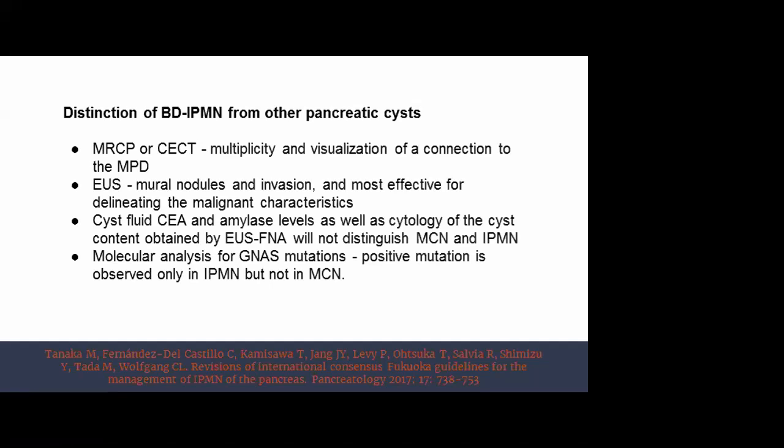But one important drawback of these analyses is that EUS FNA will not distinguish between MCN, that is a mucinous cystic neoplasm, and IPMN. It can only differentiate between the serous type and the mucinous type, and also between other types of cysts, but not between the mucinous cystic neoplasm and IPMN. Molecular analysis for GNAS mutations is the only thing that can differentiate between an IPMN and an MCN, where the positive mutation is observed only in IPMN but not in mucinous cystic neoplasm.